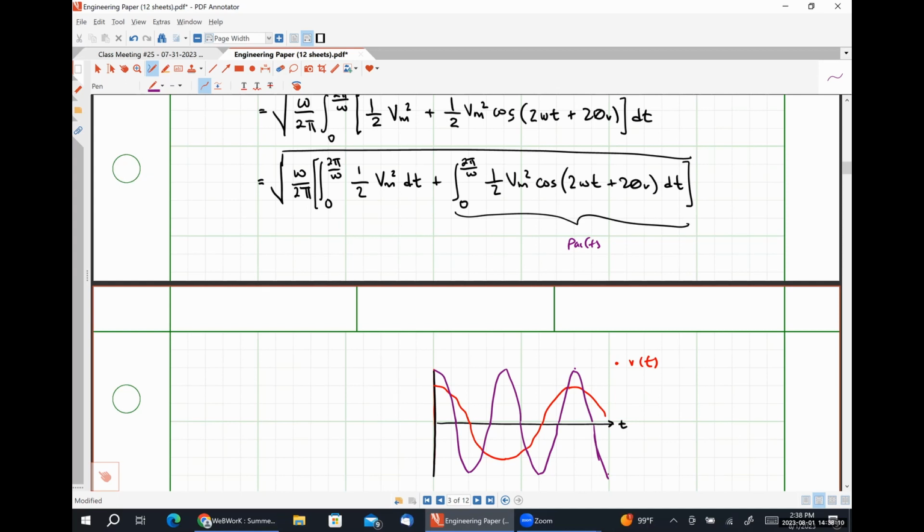I'm integrating over one period of my voltage waveform here, which means my limits of integration are going to stretch from here all the way out to here. This is exactly 2 periods of this signal PAC, right? So we discussed this in class yesterday, but what is the integral of any sinusoidal function over an integer number of periods?